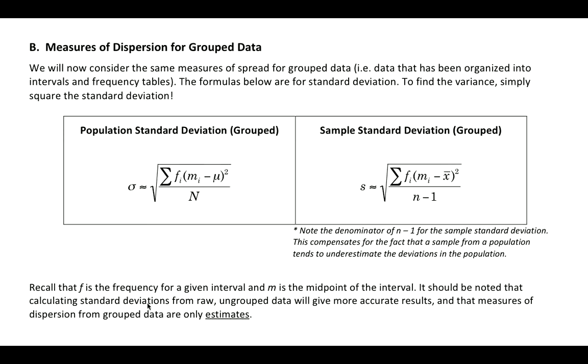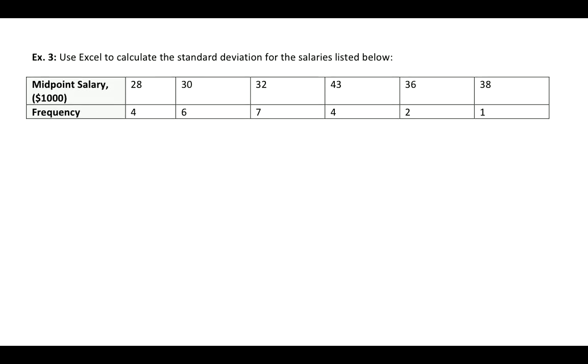And we should note that calculating standard deviations from raw, ungrouped data gives more accurate results. These are estimates because we've lost information. We put stuff into groups. We don't have the same amount of information.